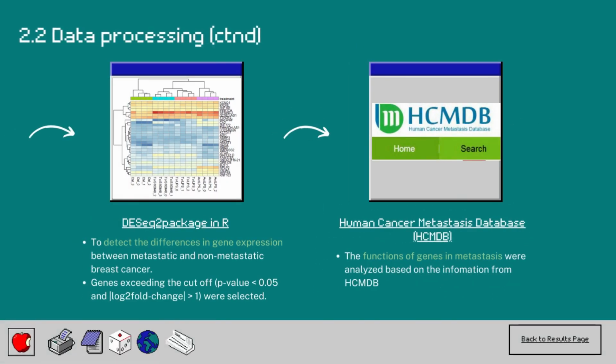Next, the DESeq2 package in R program is used to detect the differences in gene expression between metastatic and non-metastatic breast cancer. Those genes that exceed the cutoff will be selected. Lastly, the functions of genes in metastasis were analyzed based on the information from the Human Cancer Metastasis Database, or in short, HCMDB.